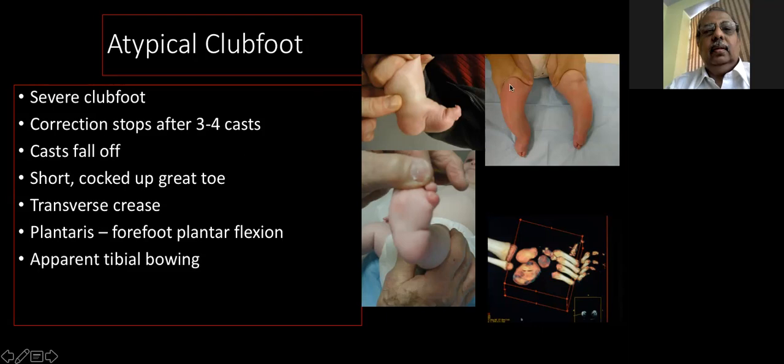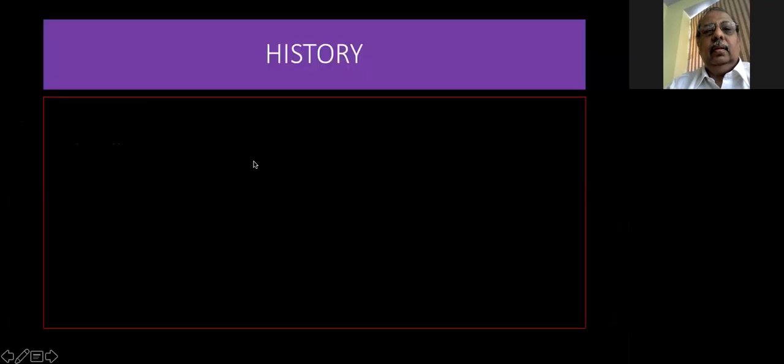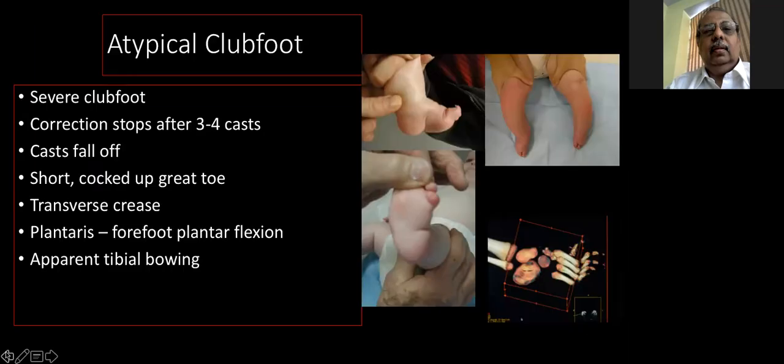There is an apparent tibial bowing. These are the characteristics of an atypical clubfoot. So severe clubfoot, where the correction stops after 3 to 4 casts, the cast starts falling off, short cocked up great toe, transverse crease, plantaris, that is forefoot plantar flexion, and apparent tibial bowing.